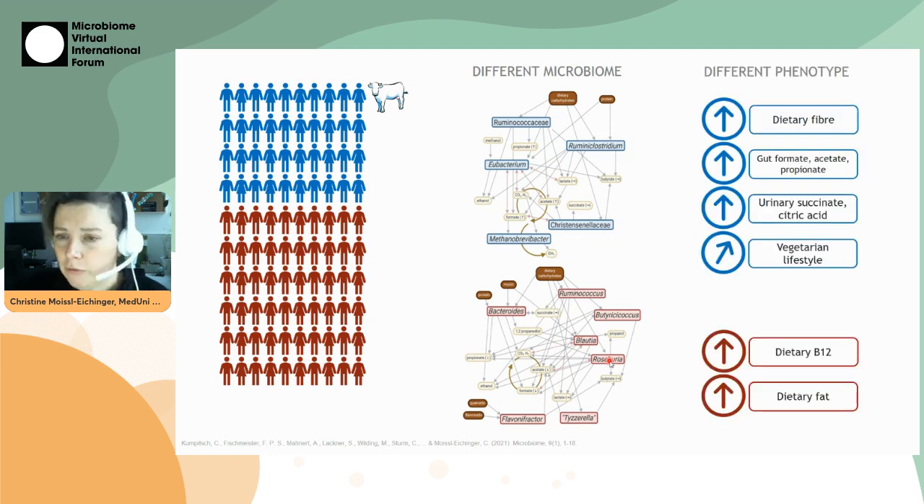We see also a different phenotype in the human cows. They usually have a higher uptake of dietary fiber. They produce more short-chain fatty acids like formate, acetate, propionate. We can also see differences in their urine. They produce more succinate and citric acid, and they tend to be vegetarians. So they are indeed rather cows. In the non-cows, we see that the dietary uptake of B12 is higher, and they also eat more fat.